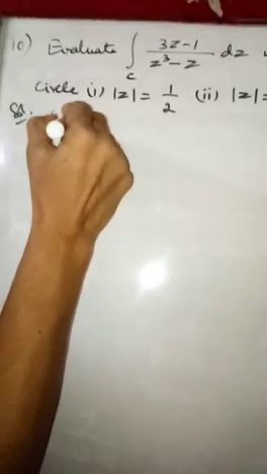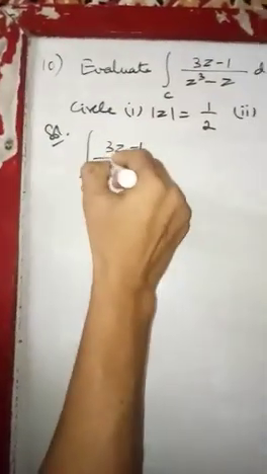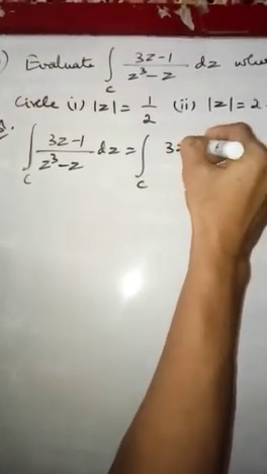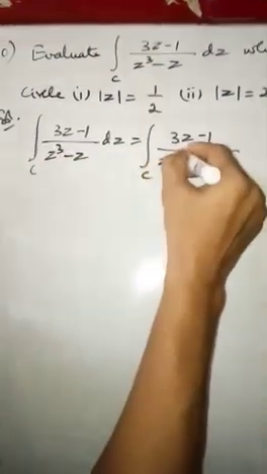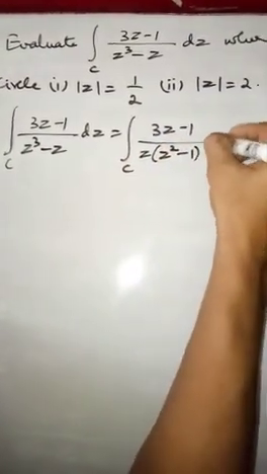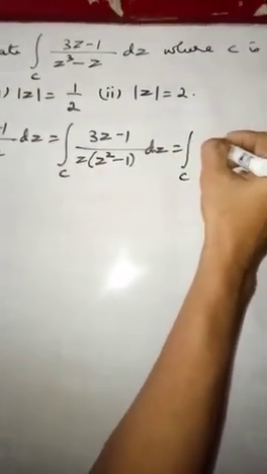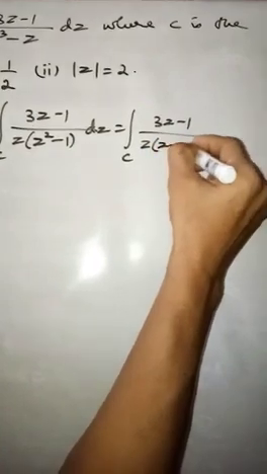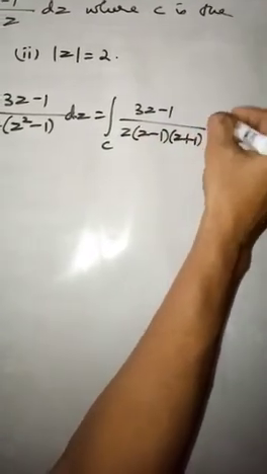Now the given integrand can also be written as z is common, so z square minus 1. Again you can simplify this. z square minus 1 can be written as (z minus 1) into (z plus 1).